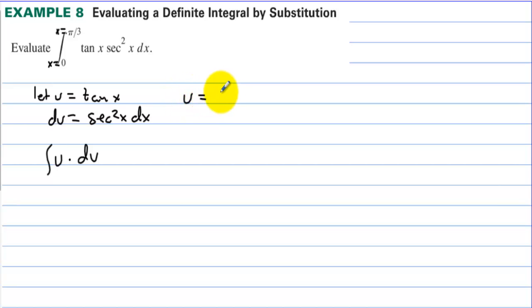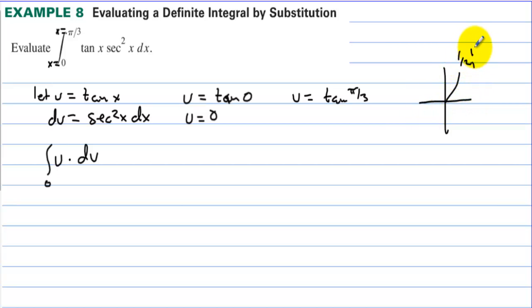Well, u is equal to the tangent of 0, and the tangent of 0 is actually 0, so this 0 for x becomes 0 for u, and then on the top one, the pi over 3, that u is the tangent of pi over 3. Let's see, for pi over 3, we have sine 1/2 over cosine square root of 3 over 2. Tangent is sine over cosine, so now u equals the square root of 3. So what was pi over 3 for the x is now the square root of 3 for the u.